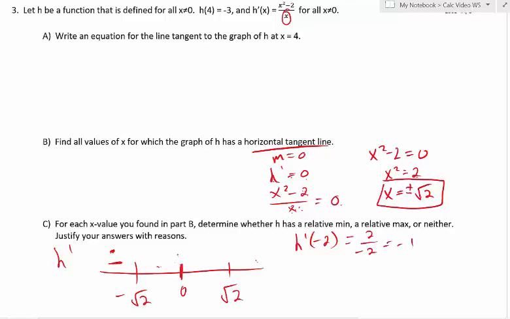For this interval, I can test something like -1, because -1 is between 0 and -1.4. Plugging -1 into the derivative gives me 1 minus 2 over -1, which is a positive result.